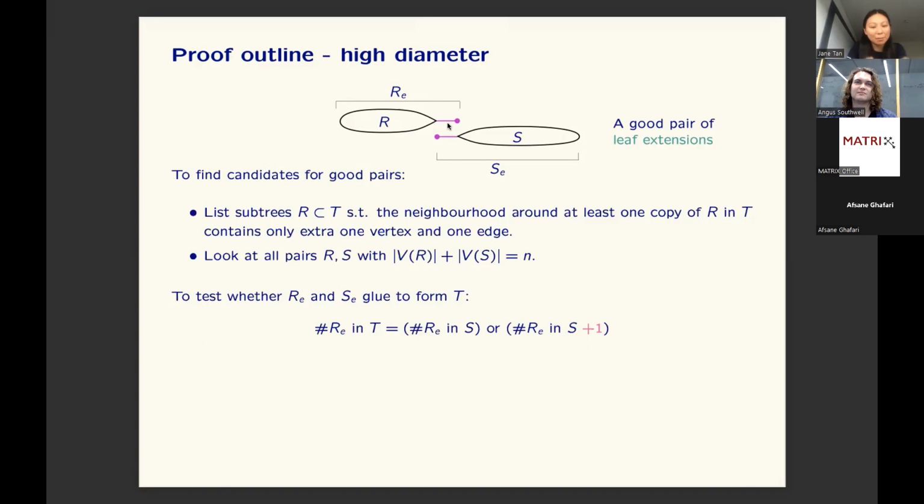Now, to test whether they actually form the correct tree that we want, say R is smaller than S, we look at the number of copies of this extension, so R plus an edge, inside T. And I claim that that's always either equal to the number of copies in S, or it's equal to the number of copies in S plus 1. Right, so I have all these pairs which may or may not glue to form the tree. If all copies of R are already in S, then okay, that's not a good pair, so I reject it. But if I find a pair that actually gives me this number of copies of R in S plus 1, then I know that this has to glue properly, because the only place that plus 1 can come from is if it's the other side, essentially T minus S. So that's roughly how we do the testing.